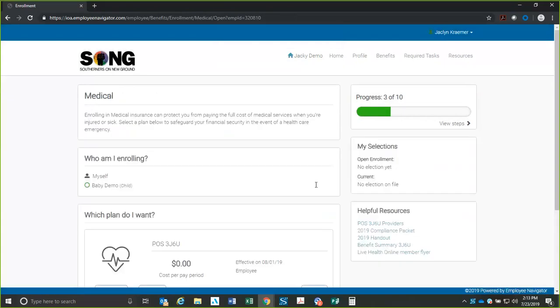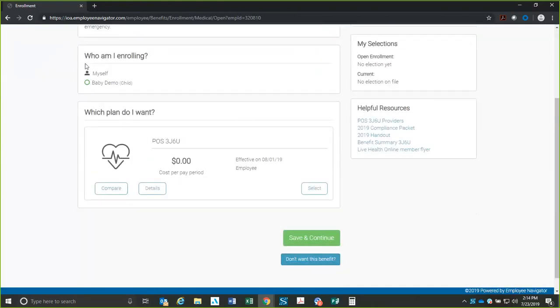Moving on to step 3 of 10, you can see our little bar is getting a little more green as we go through, and it's going to count down or count up for us. This first page is going to be your medical page. If it's just you, you'll already be clicked as yourself. If you're adding somebody, you would click them, and then your rates will change down below.